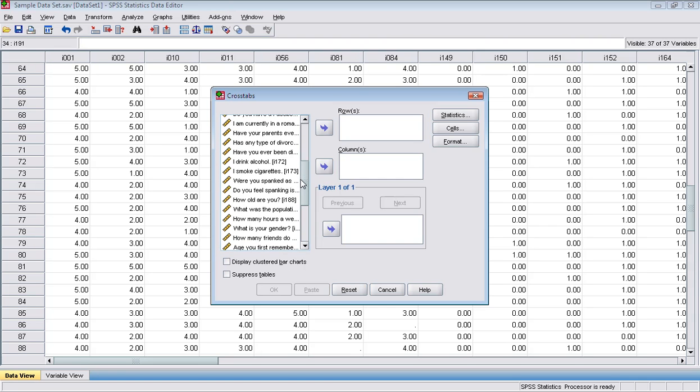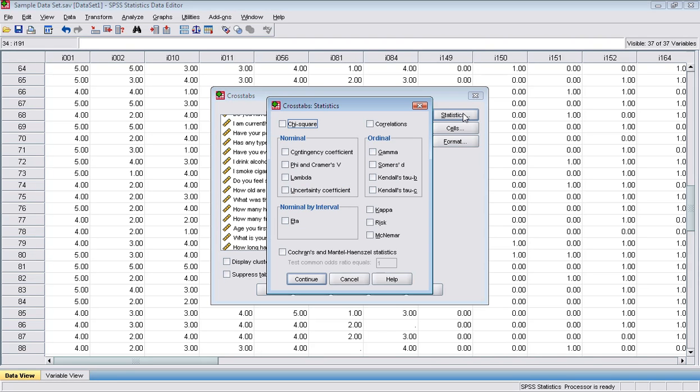And so I'm going to come down here and find, let's see, what were the two? Were you spanked as a child? I'm going to put in rows, and then gender I'm going to put in the columns. There's yes, no, I was spanked as a child, and then obviously male and female. And so I'm going to look at that 2 by 2 chi-square and see whether or not there's a significant association in the pattern of answering those two items.